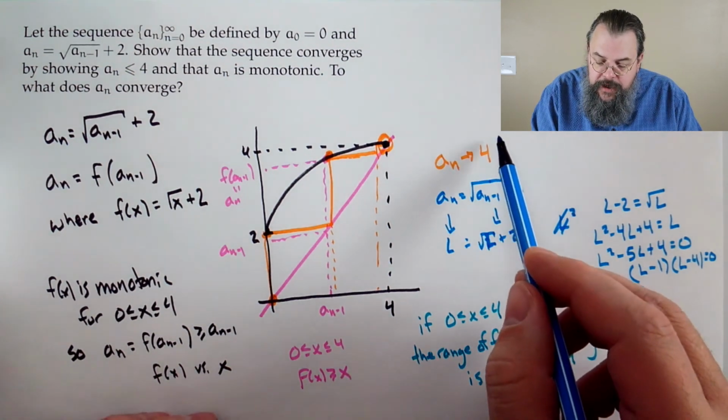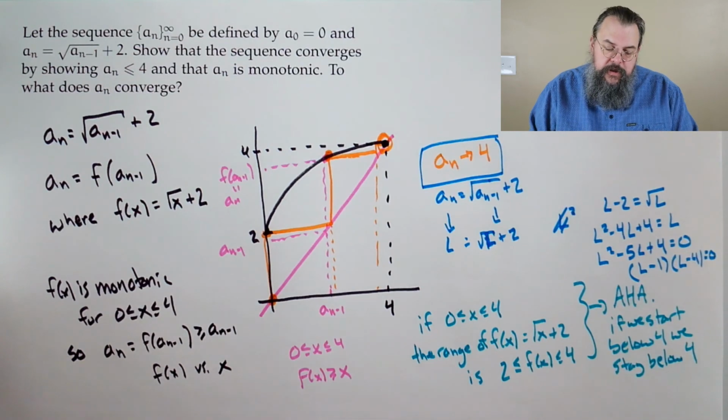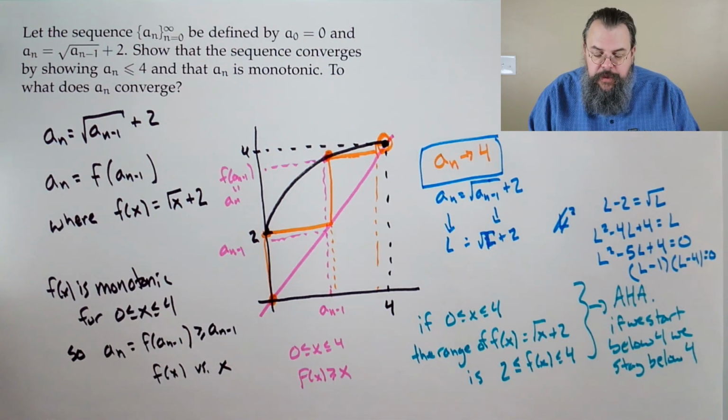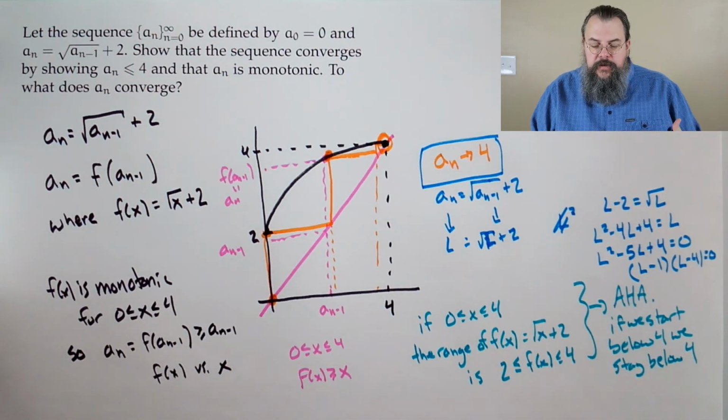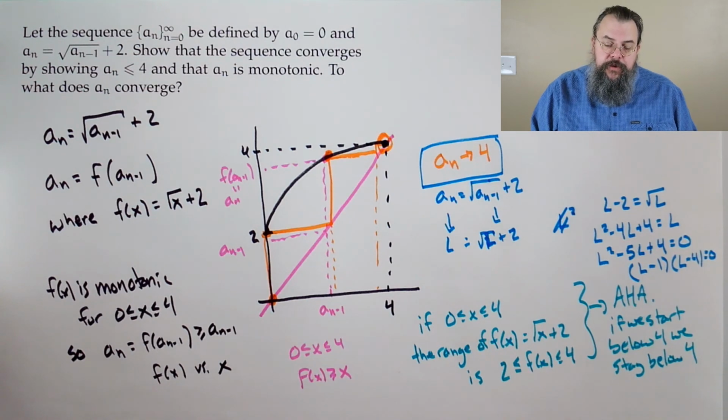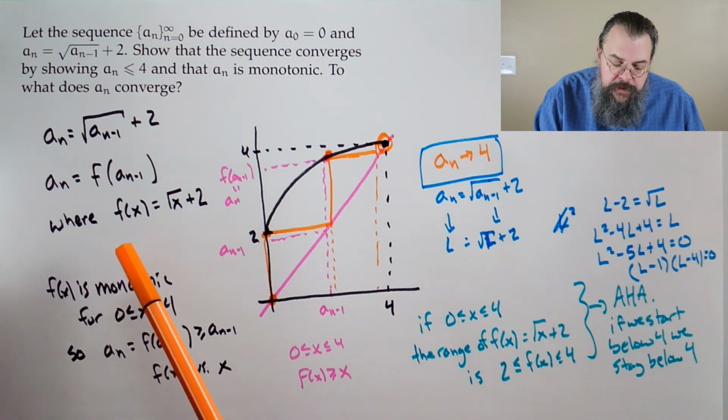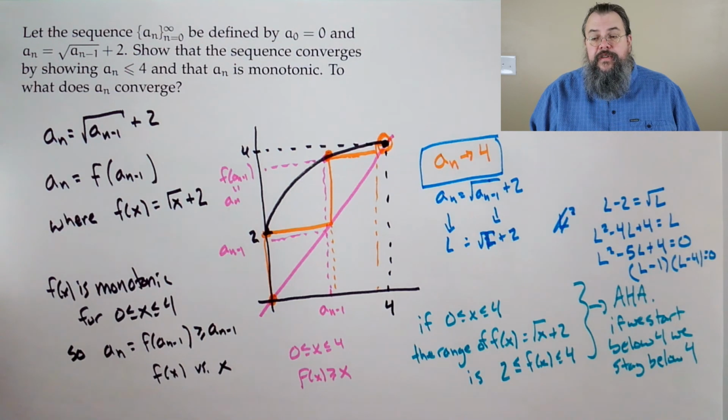All right, well, there we go. That's a very, very simple example of a sequence which is monotonic. And here we're really just saying, if we can understand what the function is doing, it really gives us insight into what the overall behavior is.